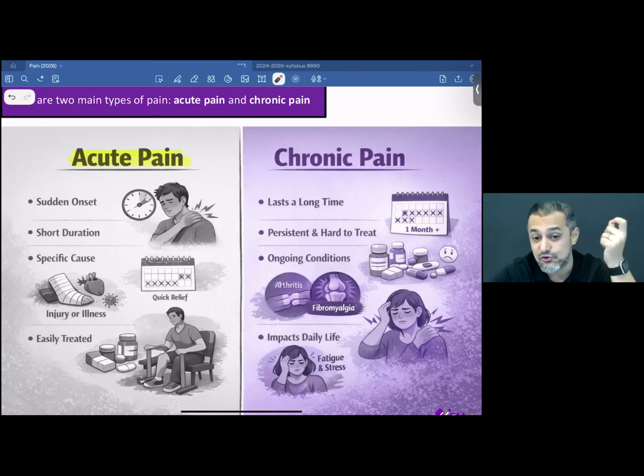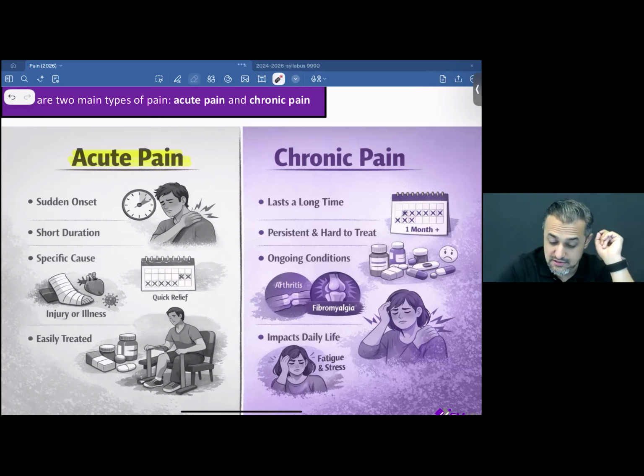This is hard to treat, and an example of this could be you having arthritis. This not only is difficult to manage, but it has been seen that this type of pain affects your day-to-day functioning as well. You experience fatigue, you experience stress, you cannot do what you're expected to do, what you've been supposed to do. It affects your life socially, it affects your life professionally, it affects you overall.